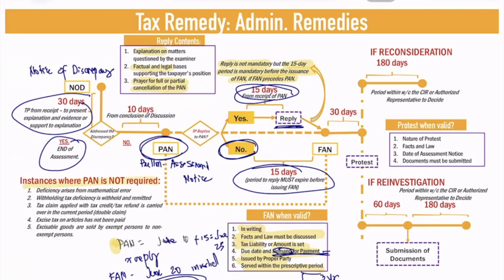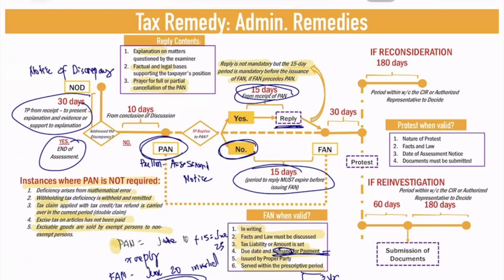First, if deficiency arises from mathematical error. Second, withholding tax is already withheld and remitted. Third, if tax claim applied with tax credit or tax refund is carried over in the current period, so there is already double claim. The excise tax on articles has not been paid, or excisable goods are sold by exempt persons to non-exempt persons. In that case, PAN is not required, diretso tayong FAN.